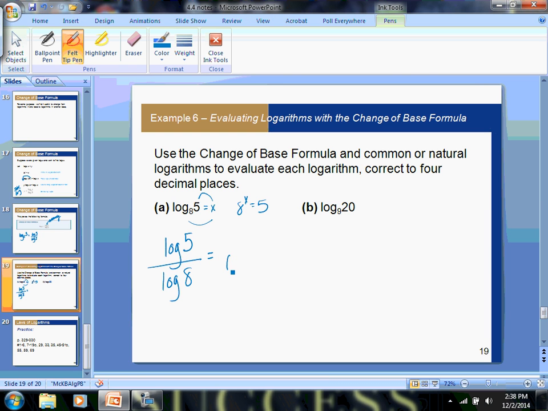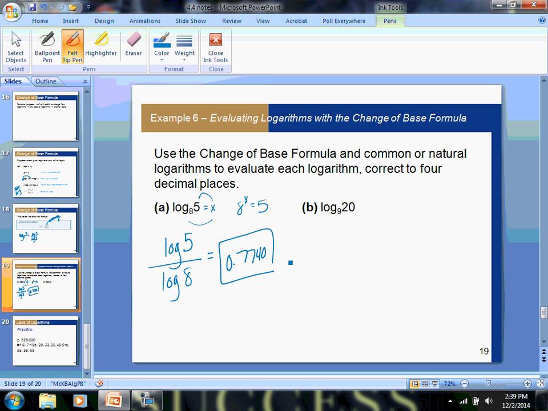And you should get 0.7740. Watch your parentheses when you're putting that into your calculator. Depending on what kind of calculator you have, the logarithm might automatically open up a parenthesis for you. So make sure if that happens, you do log, and then with the open parenthesis, you type in 5, but then you close the parenthesis behind 5.